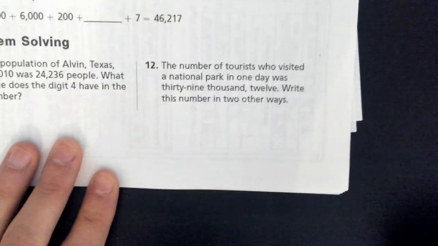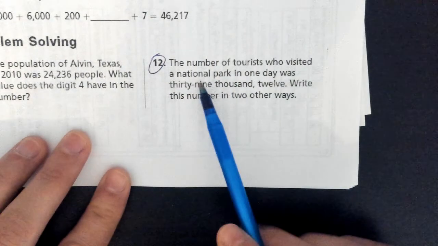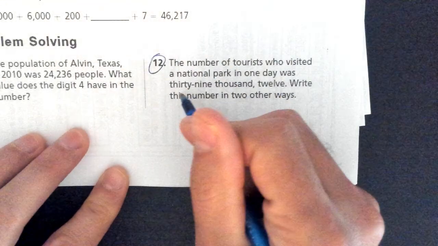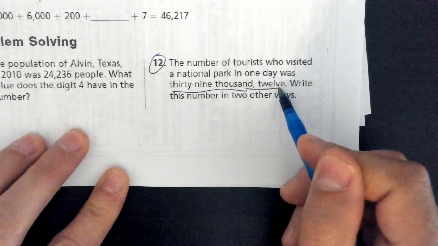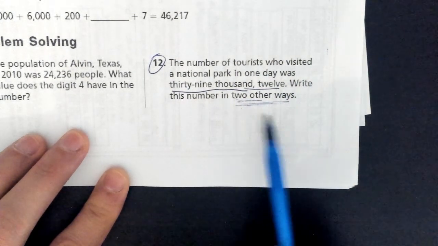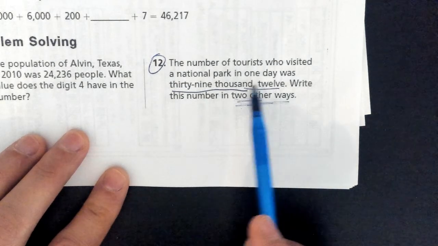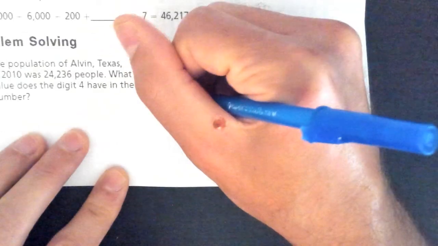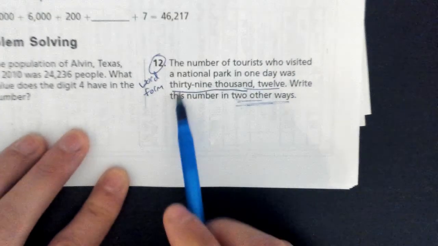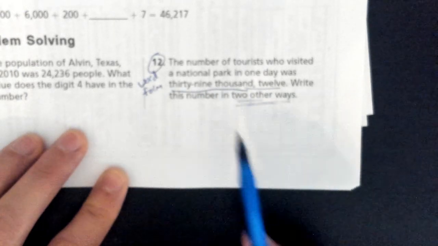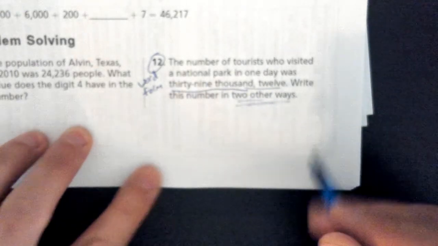Alright, I'm going to jump all the way to number 12. So for number 12, it says, the number of tourists who visited a national park in one day was 39,012. Write this number in two other ways. Well, we've got to write it in two other ways. This way is word form, or written form. So we've got word form right here. 39,012. So let's write this in standard form.